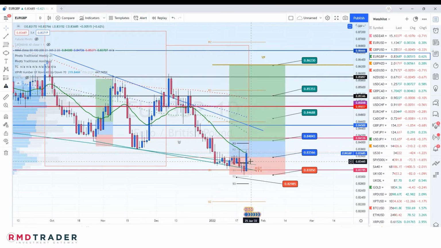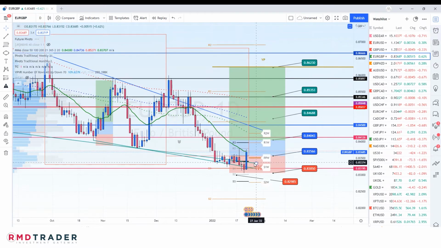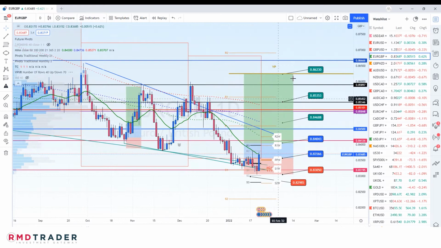Whether we see a small pullback perhaps to the area of our pivot of last week and our new weekly pivot at 0.835, that's quite possible. And from there, hopefully we can see price continuing upwards toward this area of the resistance from our monthly pivot and daily 100 SMA at about 0.846. And then from there, of course, that will be breaking the wedge, and we will be expecting a move towards the yearly pivot at 0.862.